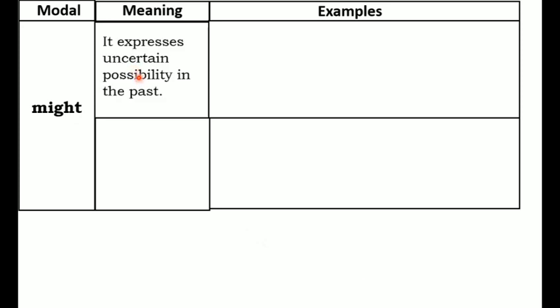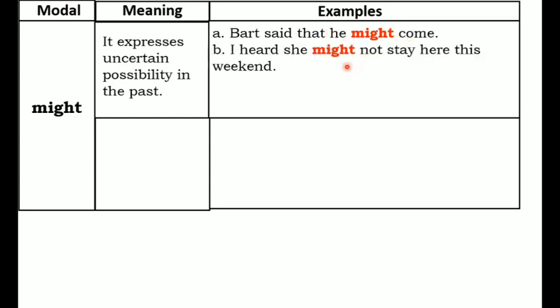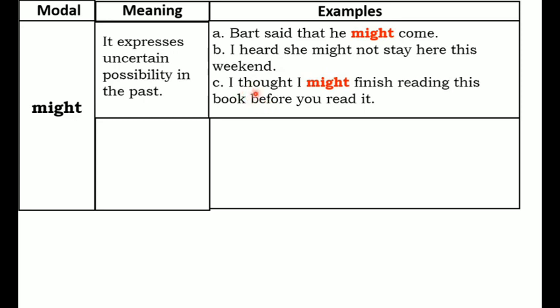The first meaning is it expresses uncertain possibility in the past. Example, Bart said that he might come. I heard that she might not stay here this weekend. I thought I might finish reading this book before you read it. All these examples show uncertain possibility in the past.